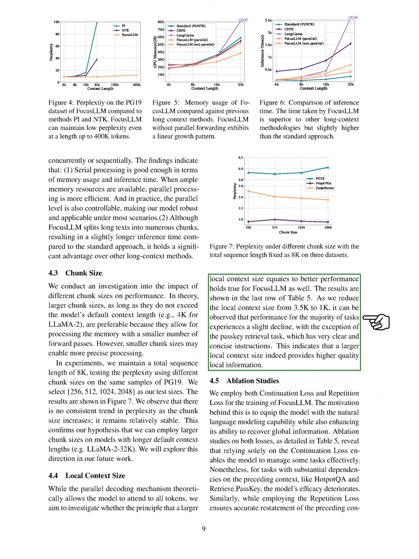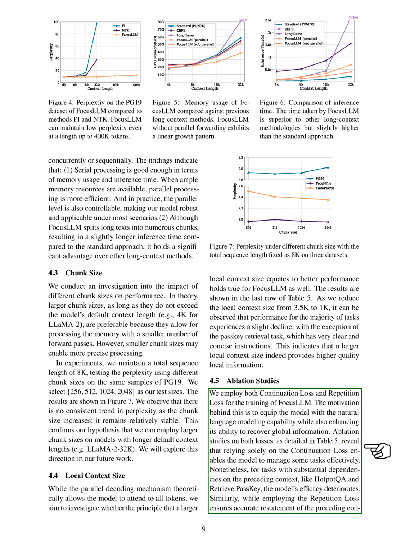Our results show that reducing the local context size from 3,500 to 1,000 tokens leads to a slight decline in performance for most tasks, except for the passkey retrieval task, which benefits from clear instructions. This suggests that a larger local context size provides better local information.